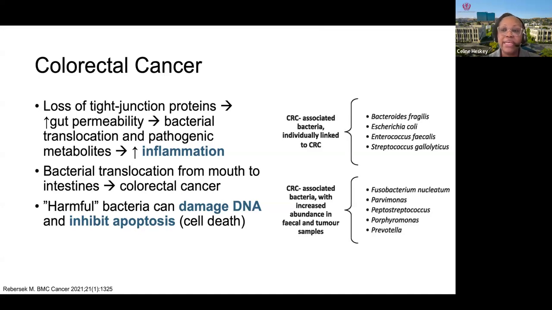So an example of that bacteria is this Fusobacterium nucleatum. And then Bacteroides fragilis, Escherichia coli, and Enterococcus faecalis, a bacteria that may lead to damage of DNA, which can then lead to cancer development. And the Fusobacterium nucleatum may inhibit the death of cancer cells, basically the apoptosis of those cells, thereby increasing risk.